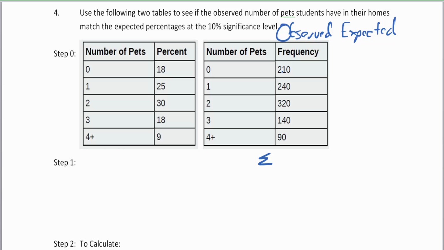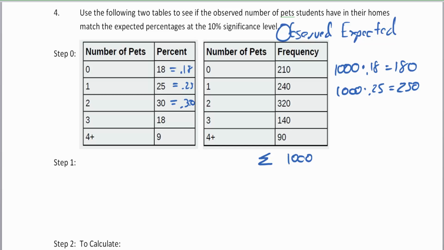Okay, so if we take the 210, the 240, the 320, the 140, and the 90, get a total of 1,000. Okay, now I'm going to take that 1,000 and multiply it by 0.18. So 1,000 times 0.18, and that gives me 180. And I'm going to continue that pattern. 1,000 times 0.25. And that is going to give me 250. 1,000 times 0.30, because I can turn all these percents again into decimals if I'd wanted to. Okay? Like 0.30, and 1,000 times 0.30 is 300.